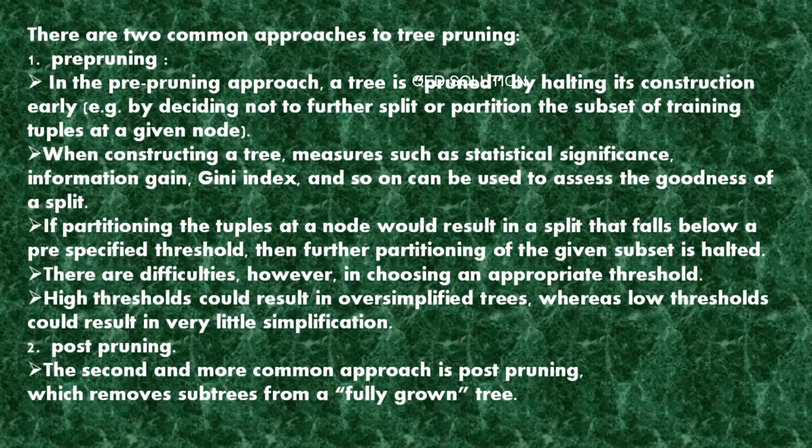D. There are difficulties, however, in choosing an appropriate threshold. E. High thresholds could result in oversimplified trees, whereas low thresholds could result in very little simplification. 2. Post-pruning. A. The second and more common approach is post-pruning, which removes subtrees from a fully grown tree.